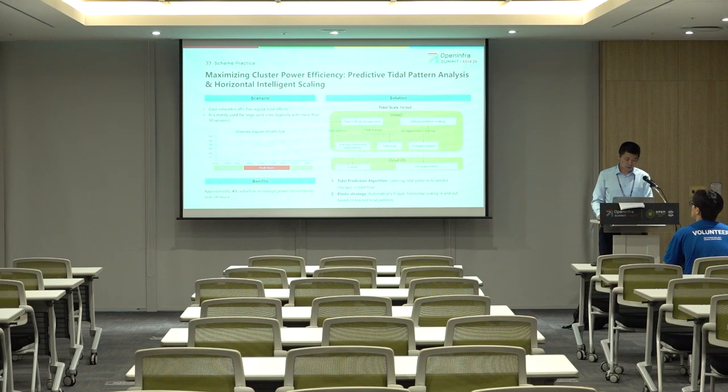This one is what we call tidal pattern frequency scaling. As we know, for the telco scenario, according to our behavior, every morning, maybe 10 to 11, we are very active, very busy. And in the afternoon, almost 2 or 3 o'clock, busy. So every day, we have 2 busy hours. And for the other time, it is not so busy. So according to this behavior, we can scale in the application.